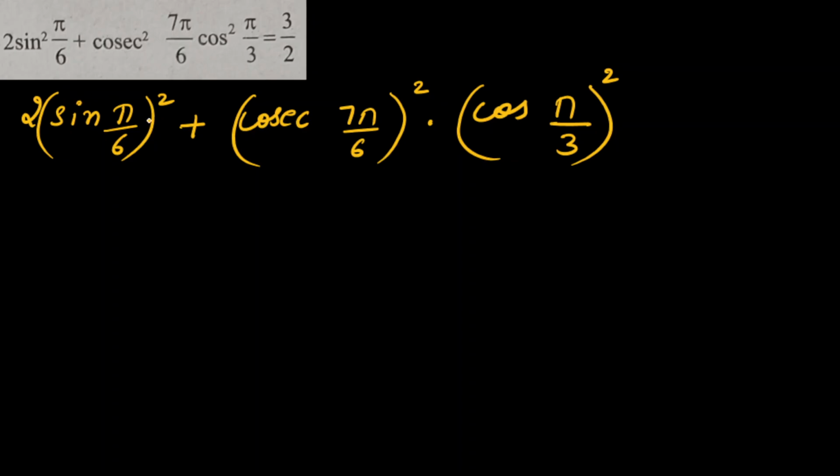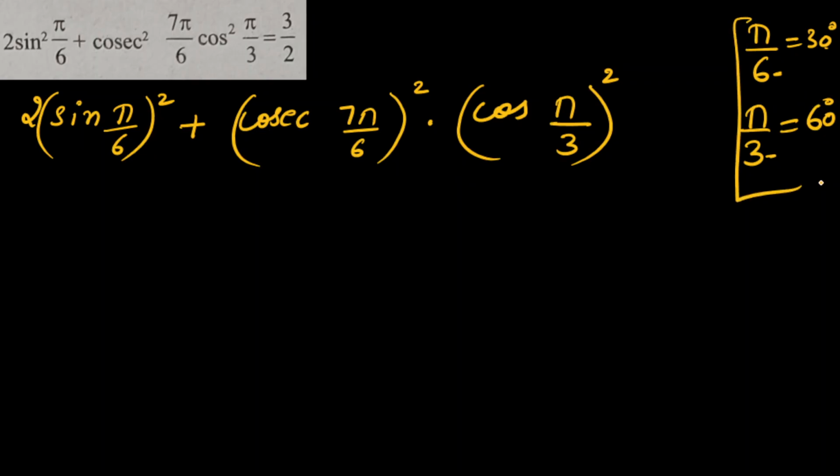Now if you see, pi by 6 and pi by 3 are standard angles. Pi by 6 we know is 30 degrees. Whenever 6 is in the denominator, that means 30 degrees; if 3 is there, that is 60 degrees. You can remember it this way also. So denominator 6 means 30 degrees, denominator 3 means 60 degrees. So these are the standard angles, and these values we know.